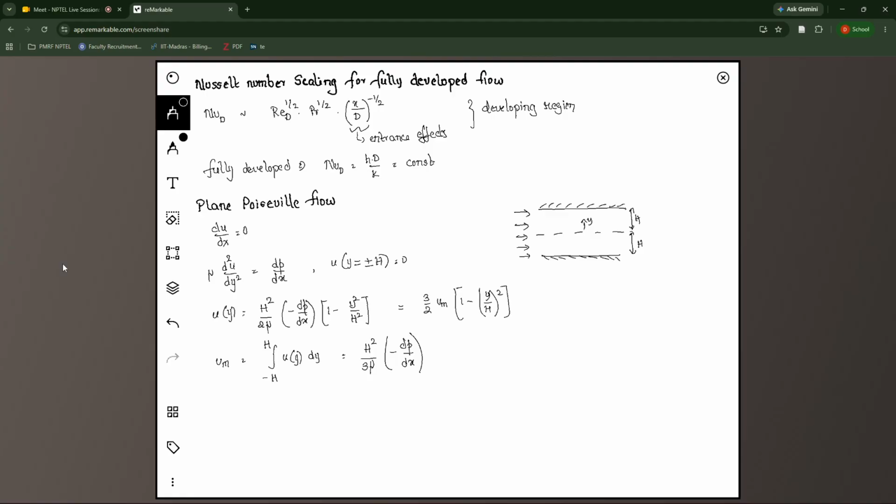we can also calculate the maximum velocity from this, which happens at y equal to 0, which is 3 by 2 times the mean velocity. So the maximum velocity is related to the mean velocity by this equation. Again, remember this is only for a plane Poiseuille flow.